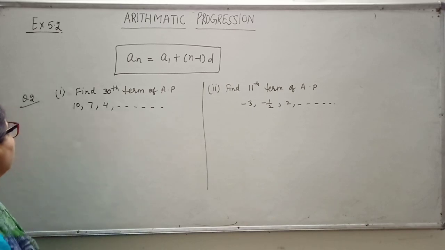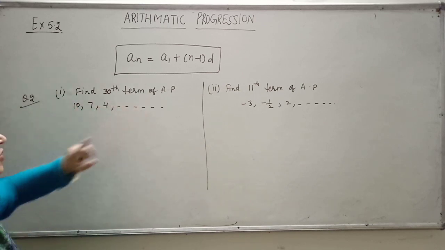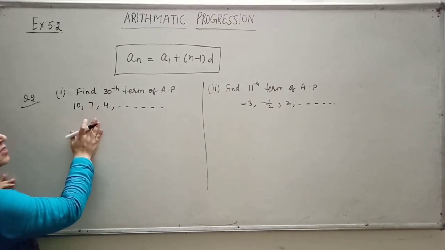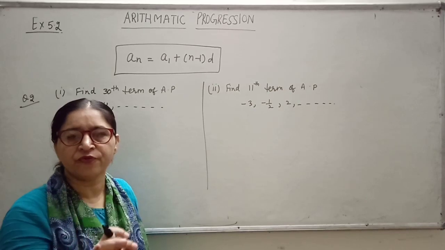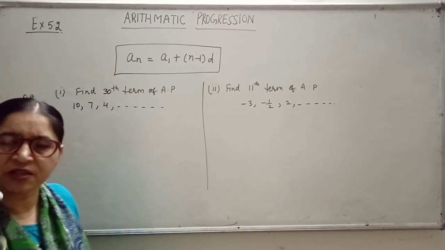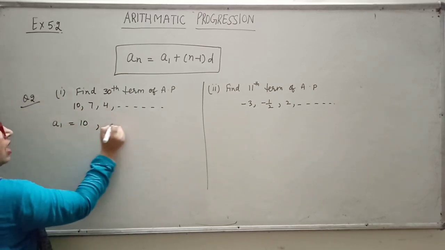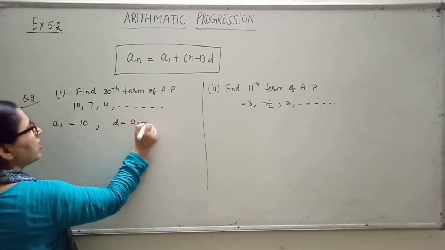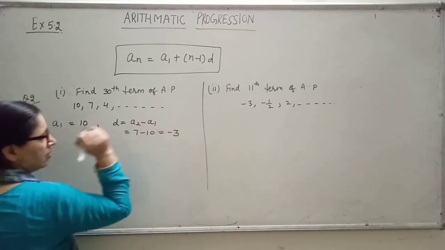Students, I'm starting from the second question of exercise 5.2. In this question, there are two parts. In this, find the 30th term of the AP. It is already given that this is an AP. Whenever you have been given any AP, first of all, write down its first term and find its d. This should be the very first step. So what is the first term here? That is 10. And what is d? That is a2 minus a1. This is 7 minus 10, that is minus 3.